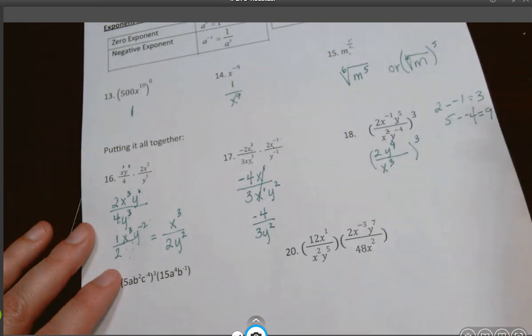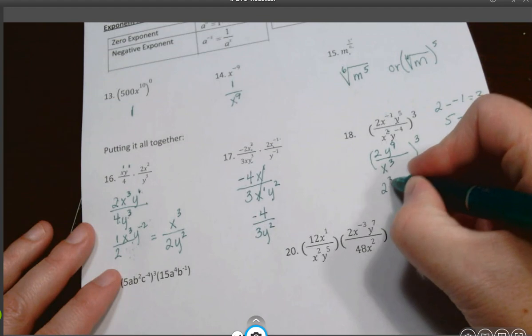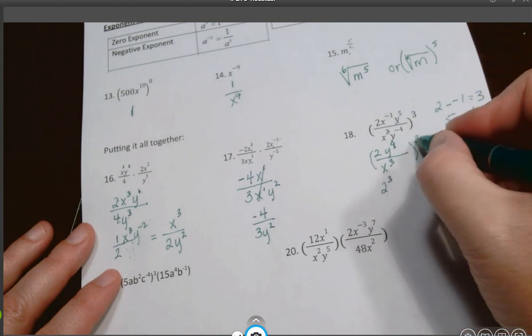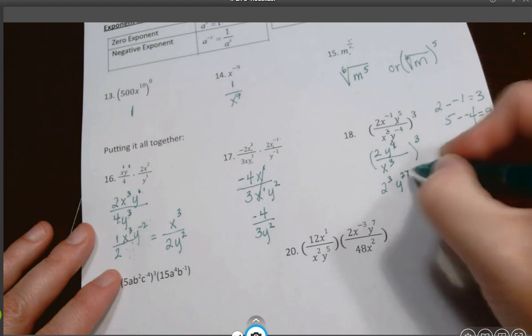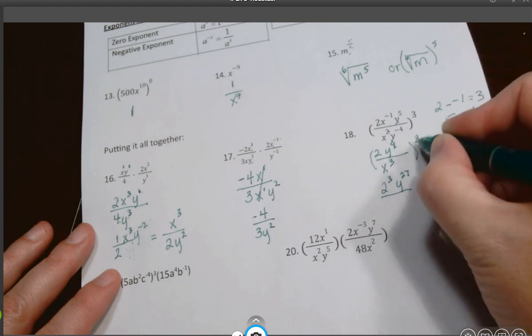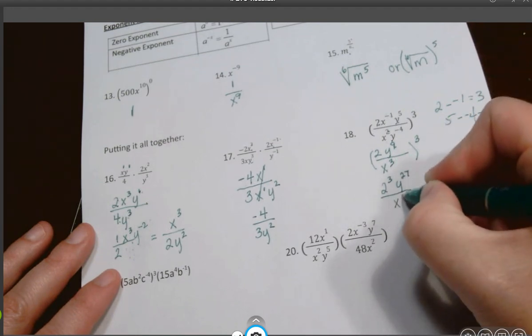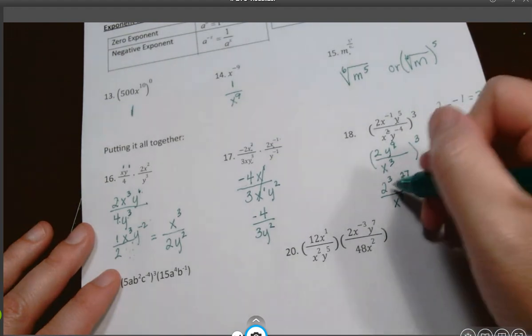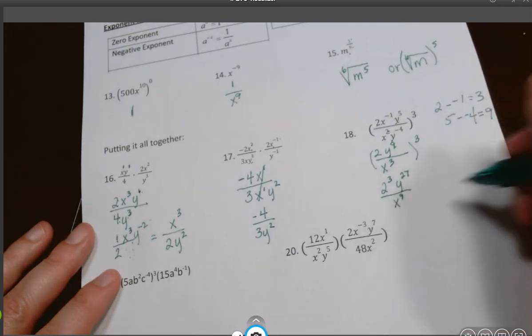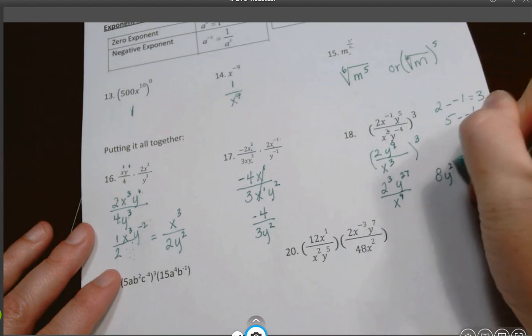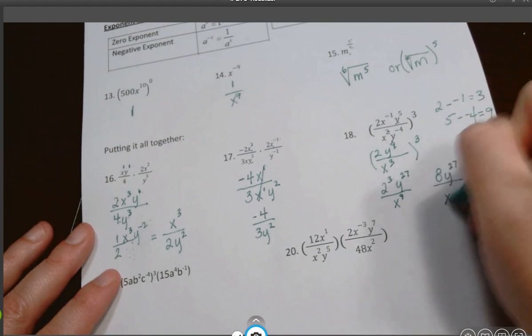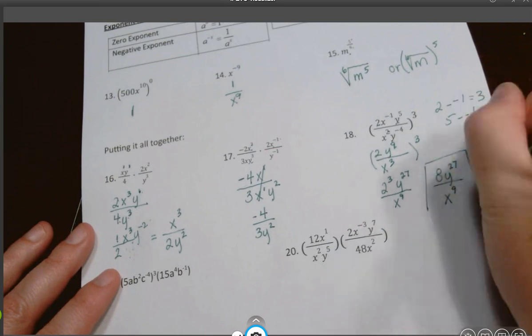Then everything is raised to the 3rd power, 2 to the 3rd power. Here I'm going to multiply my exponents, 9 times 3 to get 27, and 3 times 3 to get 9, x to the 9. All right, and then 2 to the 3rd is 2 times 2 times 2, which is 8, y to the 27 over x to the 9.